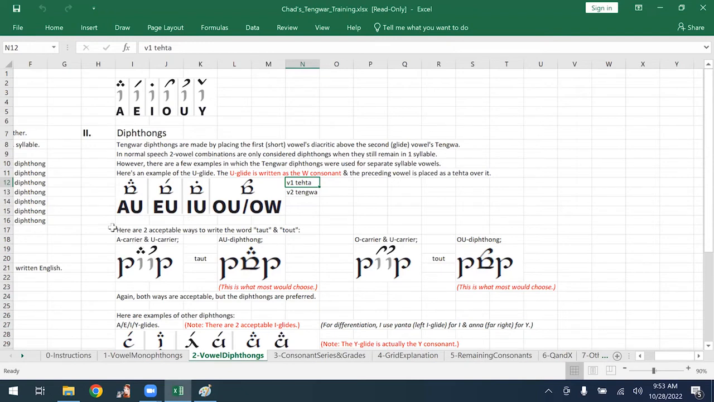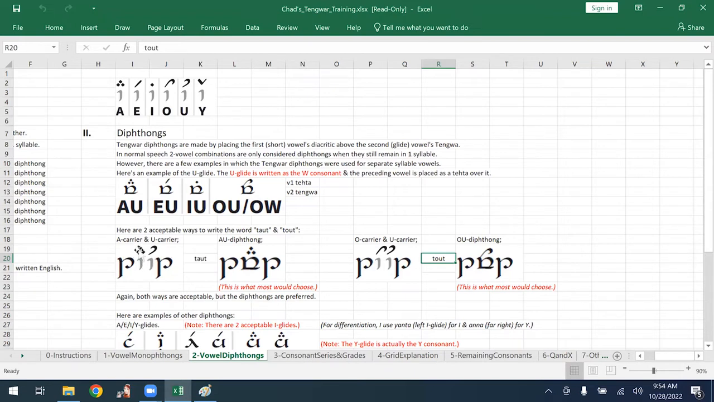So two acceptable ways to write tout. So this is tout and this is tout using the Latin/Roman alphabet. So this is a T. And of all the consonants that you're going to write, the T is going to be the easiest because it's the top left one. So T, A over carrier, U over carrier, T. So that's tout.